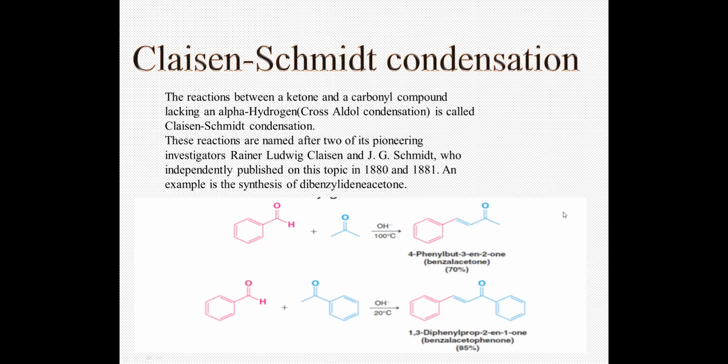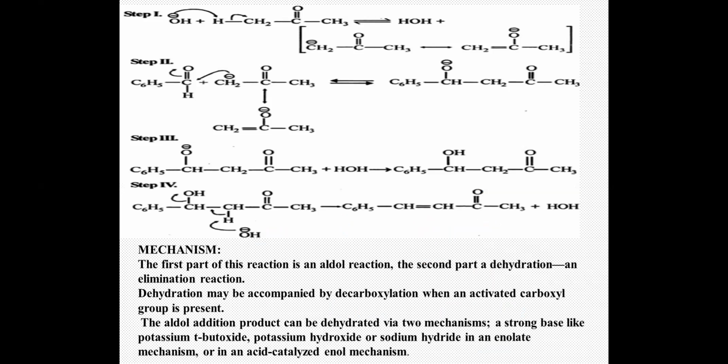So what is the basic thing? You take benzaldehyde and react with acetone in basic condition, and you get 1-phenylbutenone, that is benzylideneacetone. This you further react and you get dibenzylideneacetone. Okay, this is the reaction that you get.